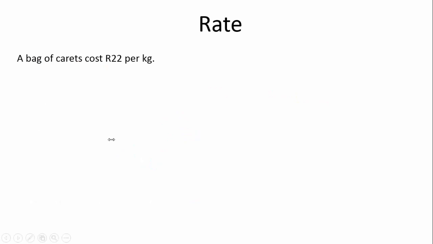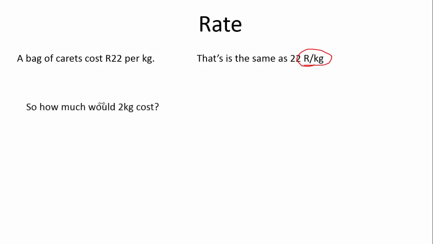Okay, a bag of carrots costs 22 rand per kilogram. You might have seen this in the shopping center. So how much would 2 kilograms cost? If we knew that 1 kilogram cost 22 rand, what is 2 kilograms? That is easy. You can probably work out that that is 44 rand. How about how much would 0.5 kilograms cost? You again could see that if 1 kilogram costs 22 rand, half the kilograms would cost half the price. So that is 11 rand.